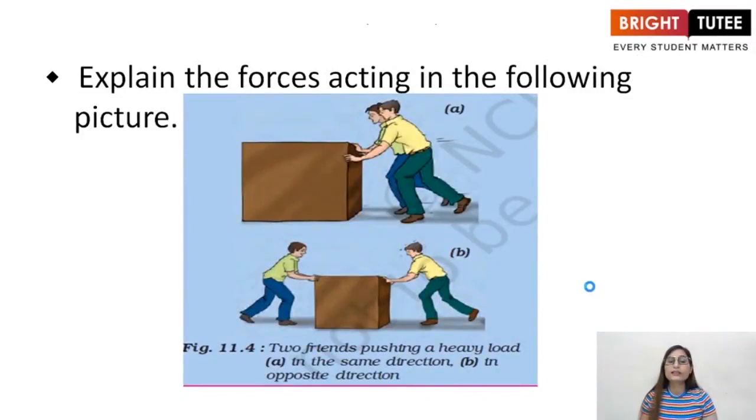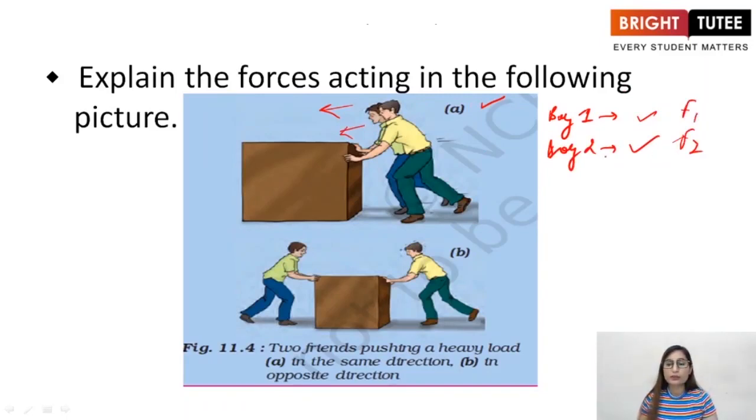Explain the forces acting in the following picture. As we have discussed in the lecture as well, this is picture A, in which boy 1 is applying the force in the left direction, right? And basically in this direction. Boy 2 is also applying force in the same direction, right? So their forces F1 and F2, the net force will be equal to F1 plus F2 because they are acting in the same direction. Say Fn, right? Fn is the net force.